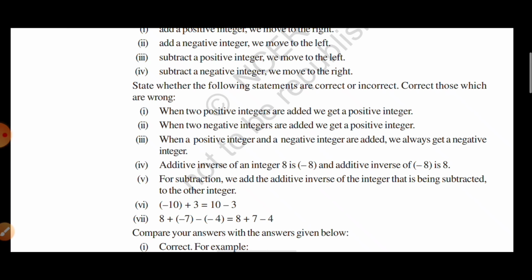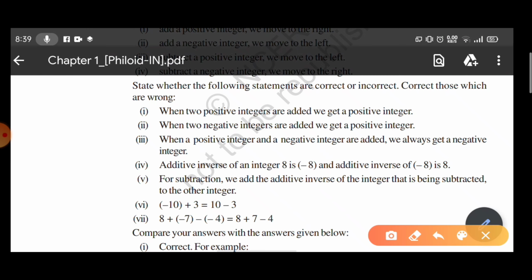When two positive integers are added, we get a positive answer. So is it correct? Yes, it is correct. When you add two plus signs, you will get a positive answer. So this is the first condition. Now it says two negative integers are added, we get a positive integer. When you add two negative integers, you will get your answer in a negative value, and you will simply add both values but the sign will be negative. So that's why it is written you get a positive integer. It is a wrong condition.